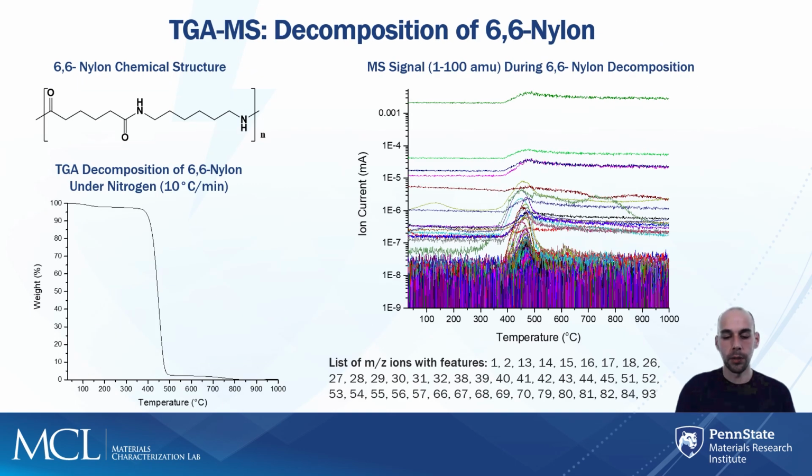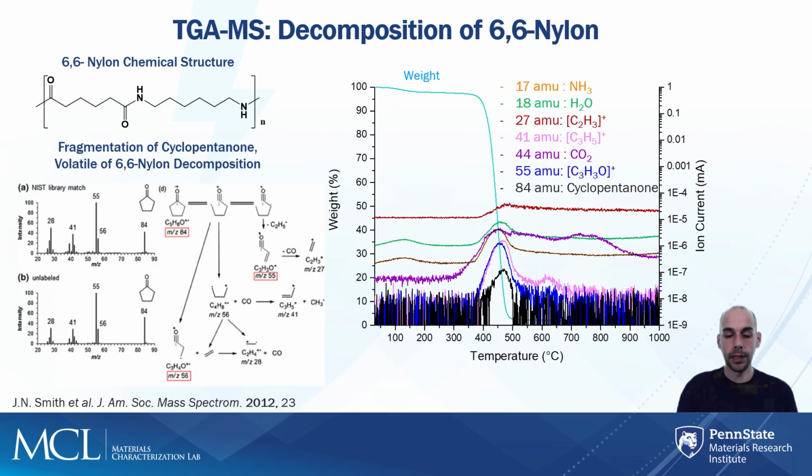When we look at the thermal decomposition of 6,6 nylon, it presents a single decomposition step. But when we couple it with MS signal, we can see a complex mixture of evolved gas. MS analysis from 1 to 100 atomic mass units during the decomposition reveals a complex fragmentation of the polymer backbone and side chain. The large amount of fragments and poor knowledge of the decomposition pathway make the analysis of this material extremely challenging. MS analysis of the thermal decomposition allows us to identify key fragments based on the chemical nature of the material and knowledge of basic volatile molecules.